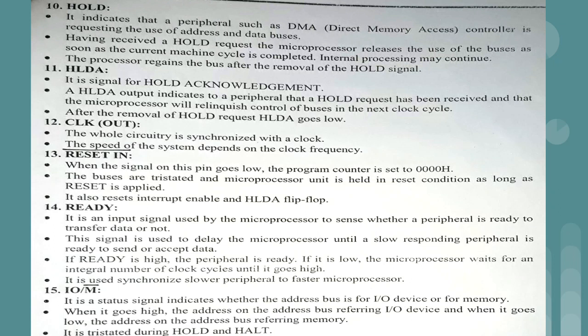Okay. The next pin is RESET IN. When the signal on the pin goes low, the program counter is set to 0000. Whenever we reset the input signal, the program counter will contain the memory location 0000. Normally, what is the use of the program counter? The program counter holds the address of the instruction which is to be executed next, right? So after resetting this signal, we set the program counter to memory location 0000, which means there is nothing to execute, in simple words.